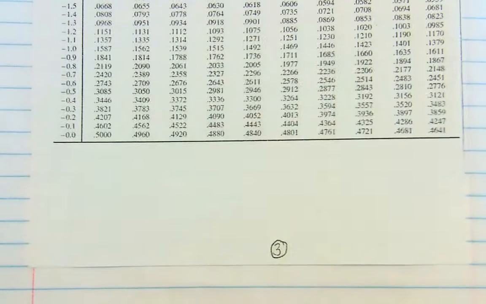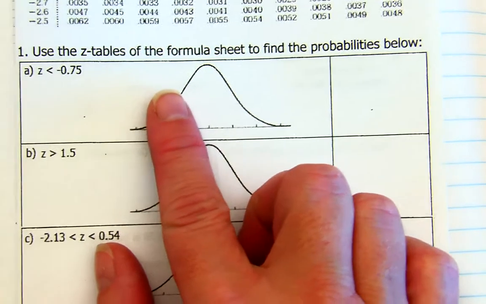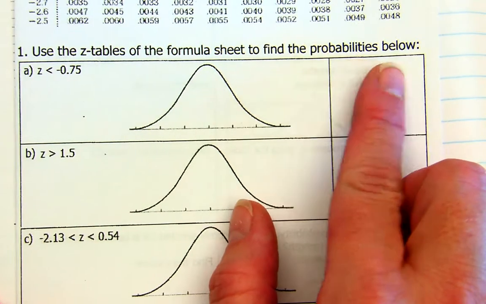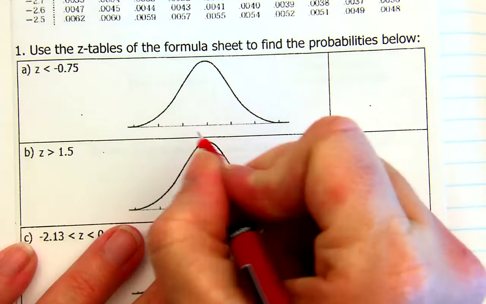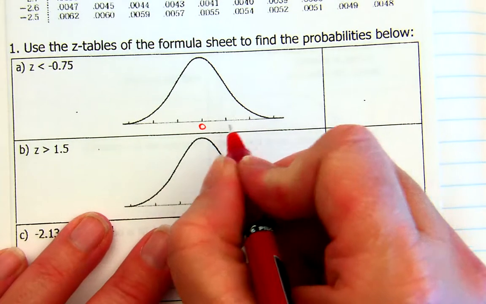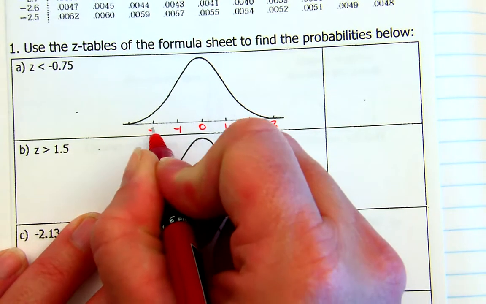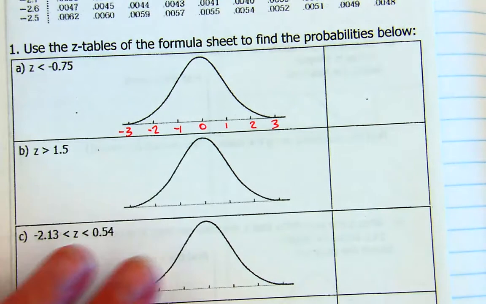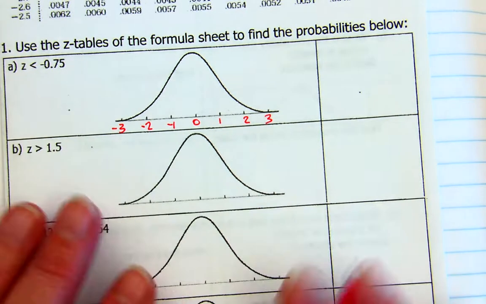So, now we're going to look at, on our notes, it says use the z-table on the formula sheet to find the probabilities below. So, here's what this is going to look like. Our z-score in the center is 0. Then to the right are the positives. To the left are the negatives. So those are our basic z-tables for any normal distribution. That's how we would sketch it.